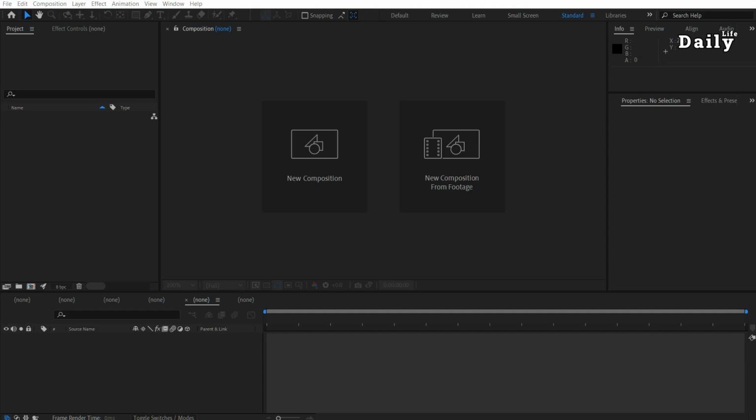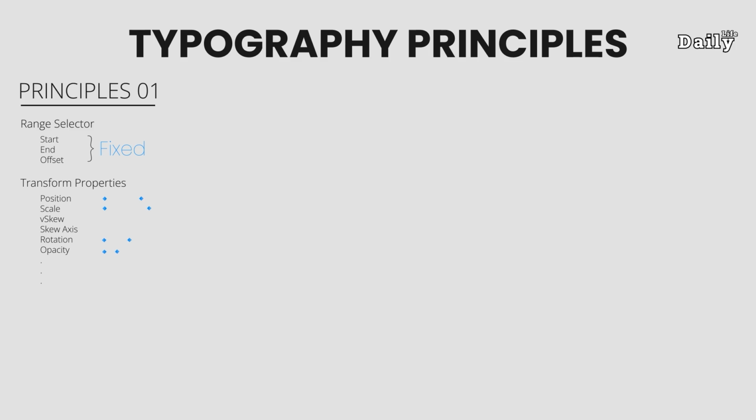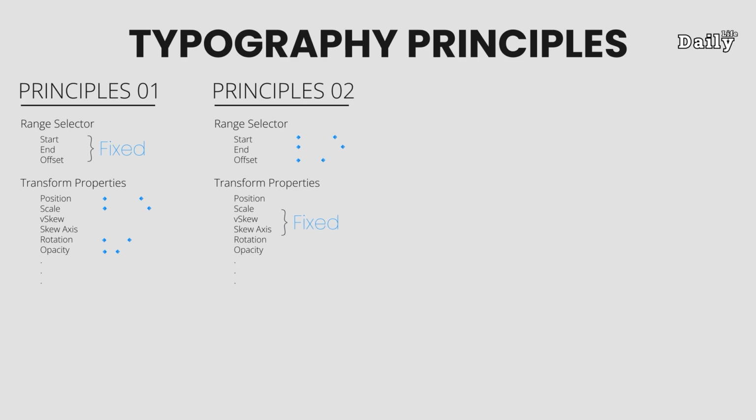Today, I'll walk you through the last two principles. Let's wrap up this series with some exciting techniques. Previously on the daily life. Principle number 1. Fixed range selector with animated properties. Principle number 2. Animated range selector with fixed properties.